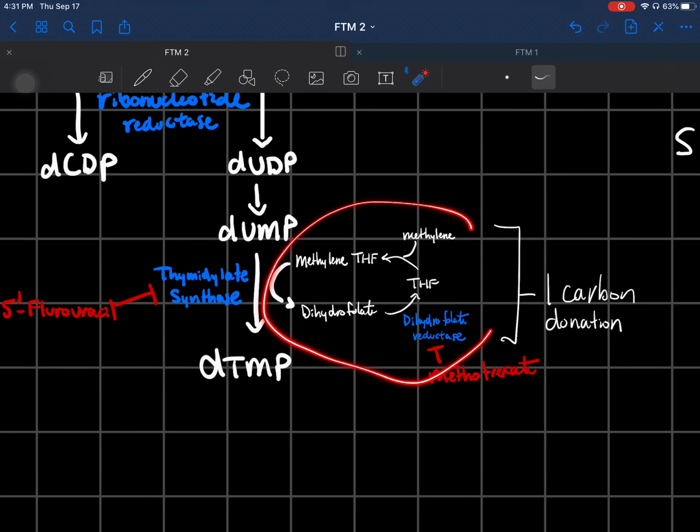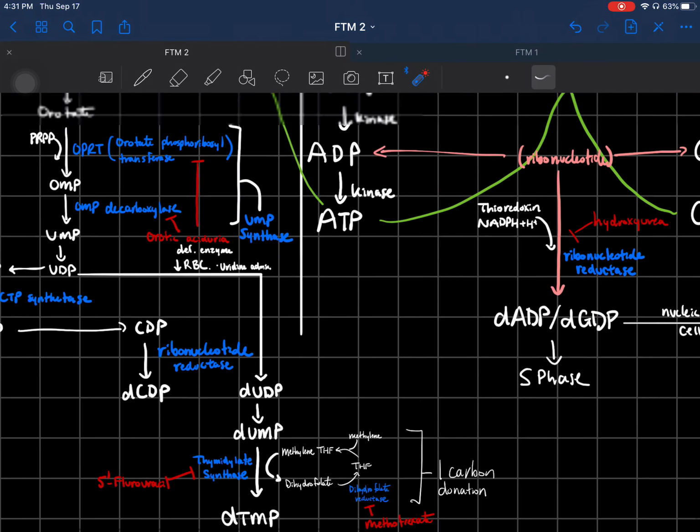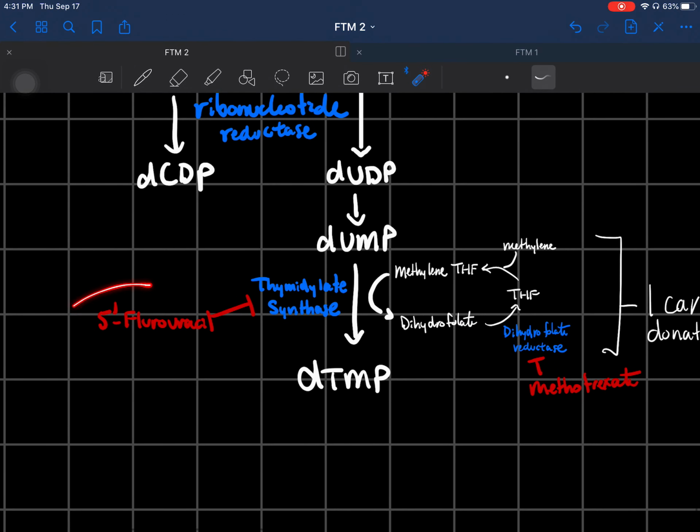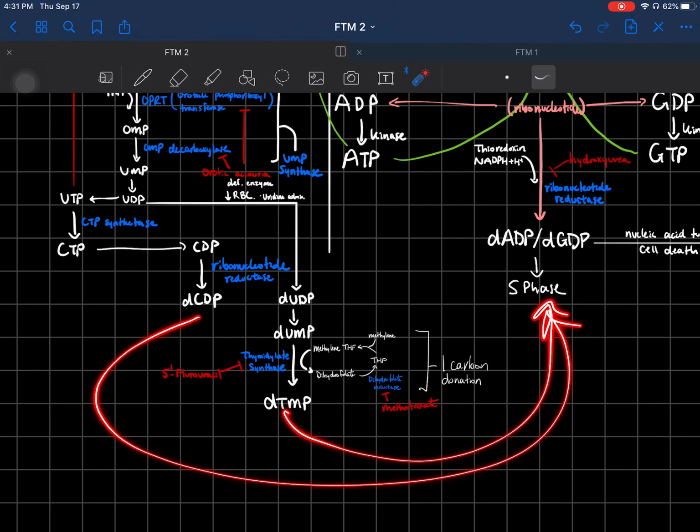But yeah, so essentially this entire reaction right here donates one carbon. Remember, methotrexate is the inhibitor of dihydrofolate reductase, and this is going to be the eukaryotic inhibitor that we talked about before right here, okay? And then 5-fluorouracil is also going to inhibit your thymidylate synthase, because you're going to inhibit the enzyme that actually synthesizes it. All right, so that's eventually going to lead to your deoxy-TMP, and that's going to go to your S phase.